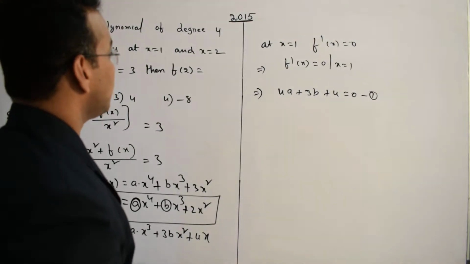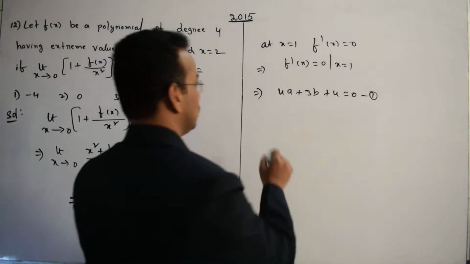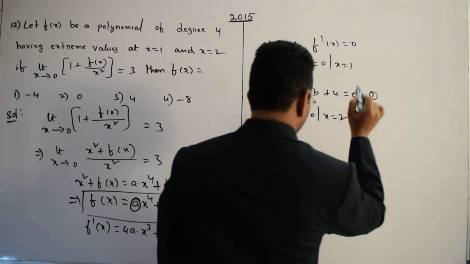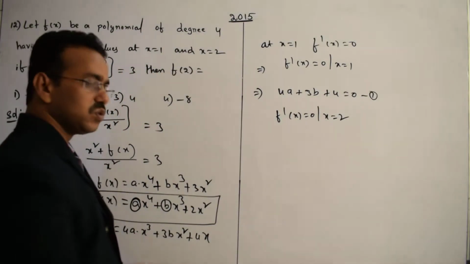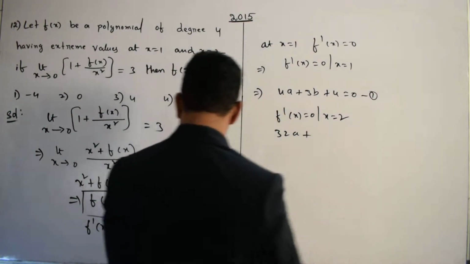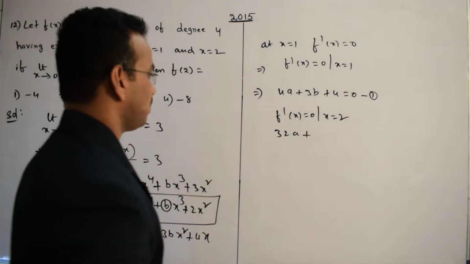In the next step, f dash of x equal to 0 at x equals 2. So you can write the short form: f dash of x equals 0 at x equals 2. Now substitute x equal to 2: 2 cube is 8, into 4, 32a. Plus, x equals 2 means 2 cube, 8, into plus 8b.